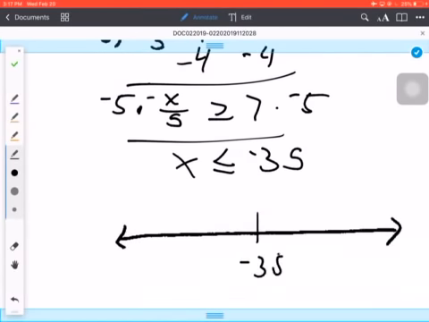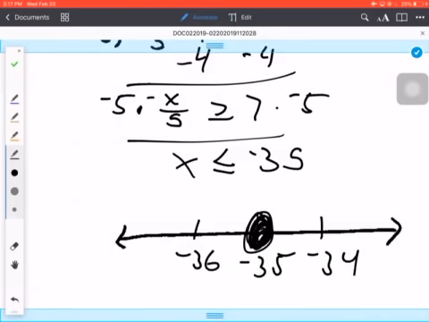Negative 35 goes right in the middle. Here's negative 34. Here's negative 36. This is a closed circle because it can be negative 35. And it needs to go off in this direction. Let's actually use the highlighter here now.